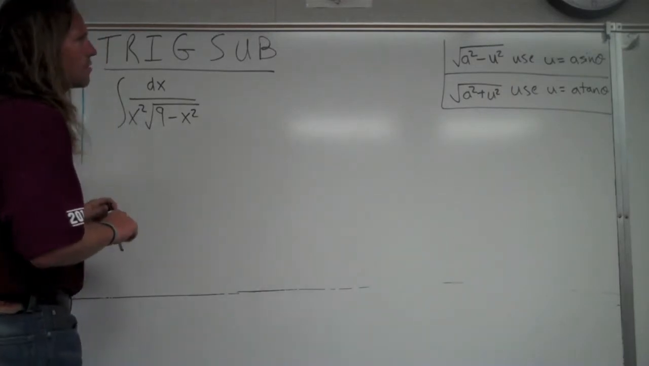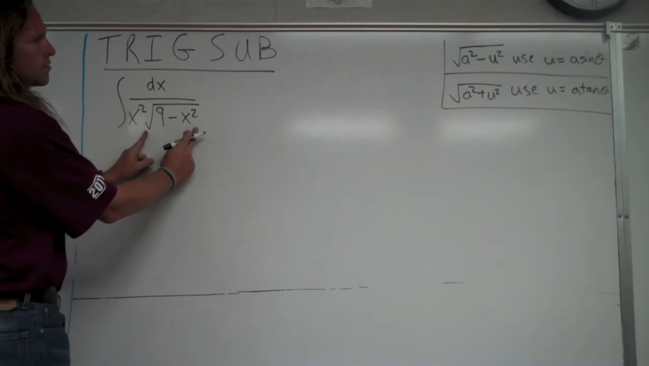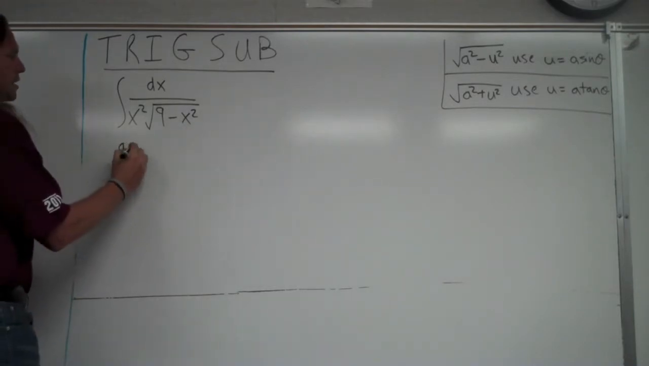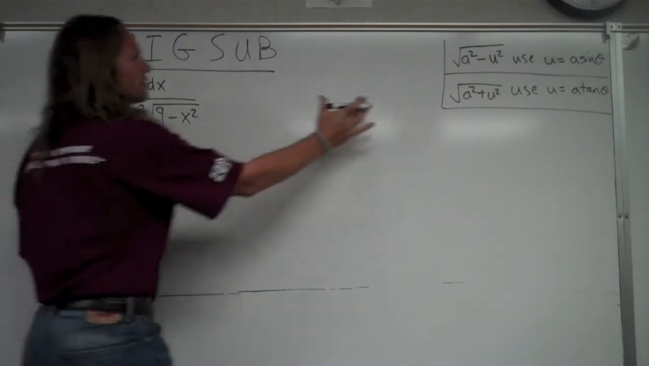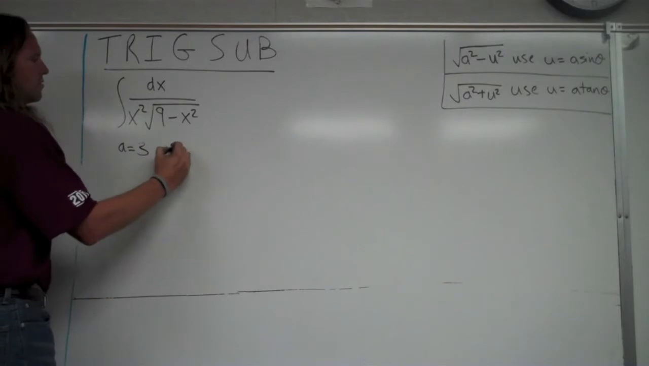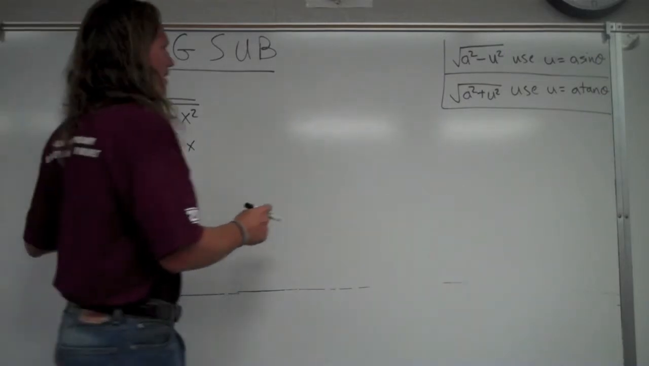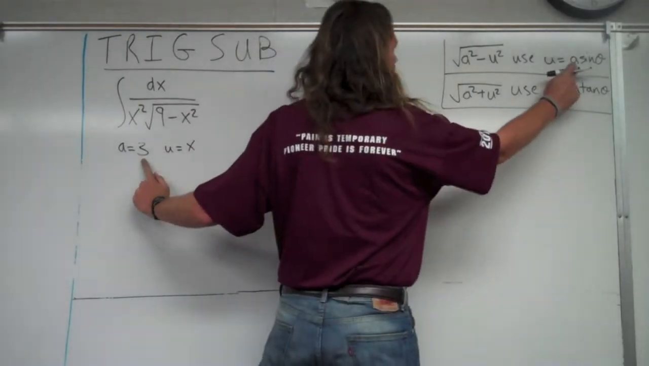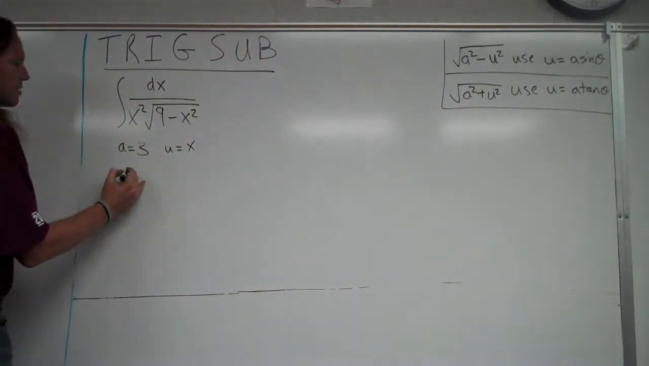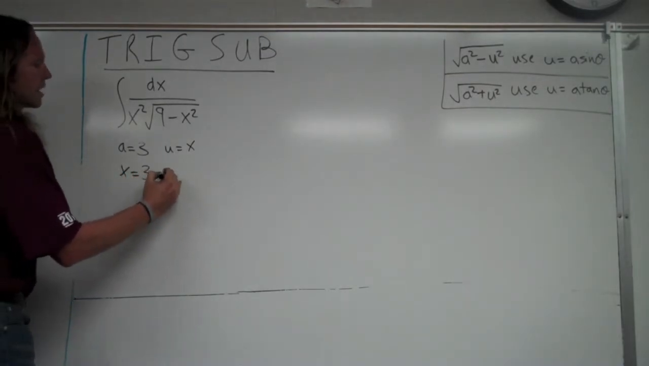Anyways, I noticed that this problem seems to have the square root of a squared minus u squared in it. So the first thing to do is decide that, in this case, my a would be equal to 3, since 3 squared is 9, and my u would be equal to x. So I take my 3 and plug it in where I see a, my x where I see u, and I'm going to use the substitution x equals 3 sine theta.